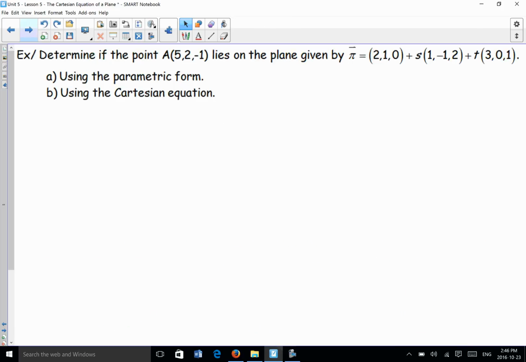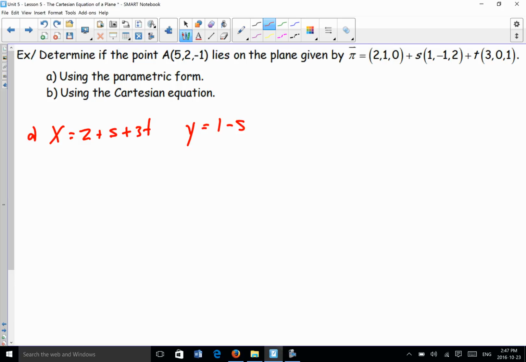Our parametric form would be x equals 2 plus s plus 3t. The y would be 1 minus s. There is no t part of that. And z would be 0 plus 2s plus t. And we know a point, so we can fill that point in, right? That's what we did in the past. 2 plus s plus 3t. 2 equals 1 minus s. Negative 1 equals 2s plus t.